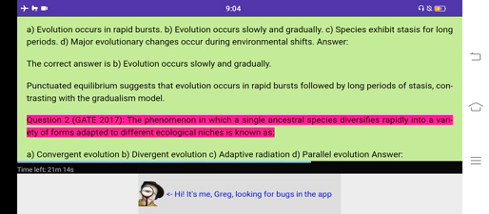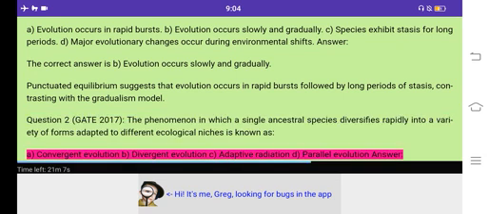Question 2, GATE 2017. The phenomenon in which a single ancestral species diversifies rapidly into a variety of forms adapted to different ecological niches is known as A. Convergent evolution. B. Divergent evolution. C. Adaptive radiation. D. Parallel evolution.